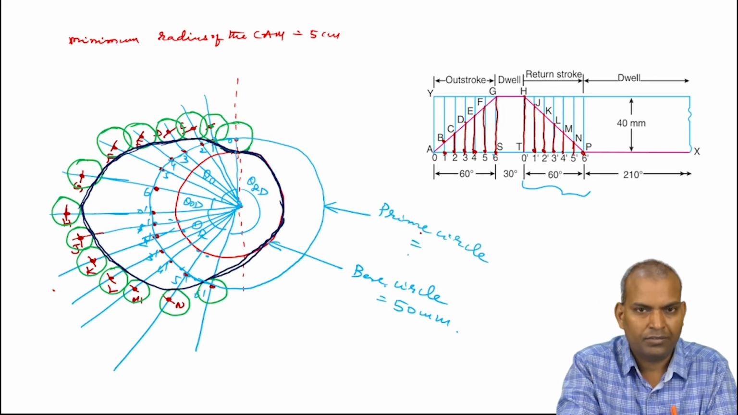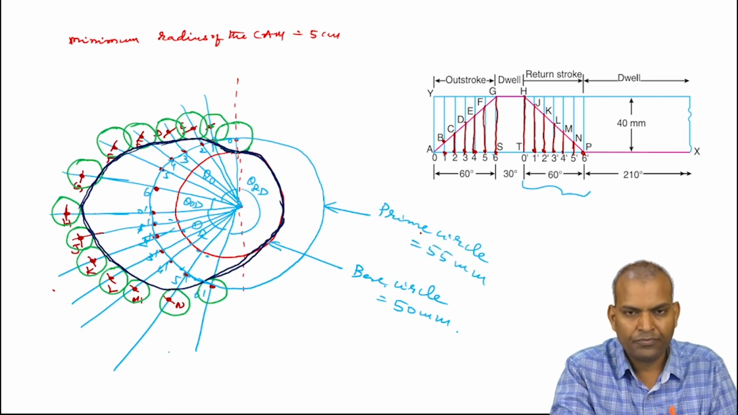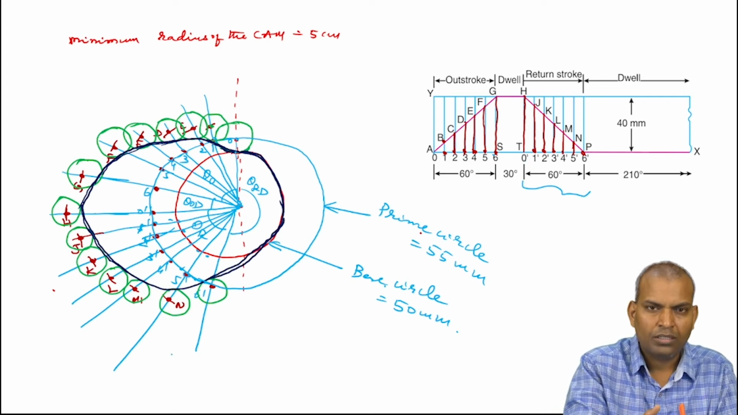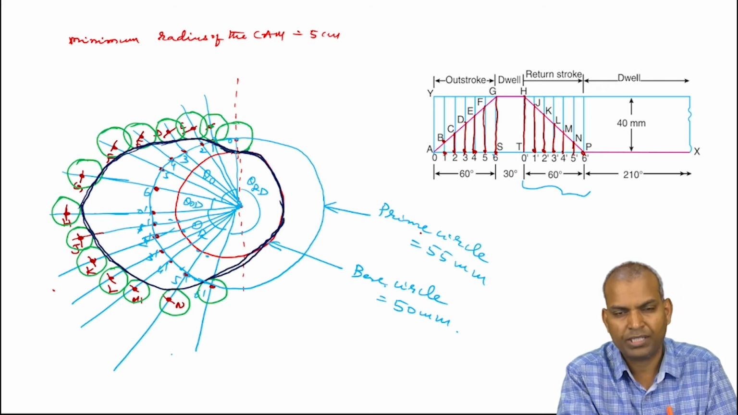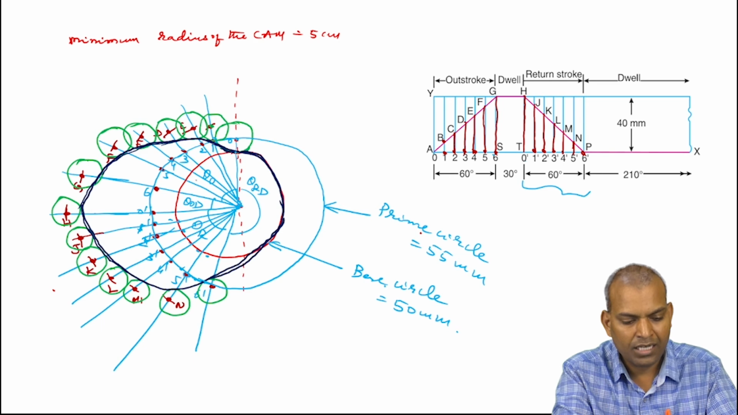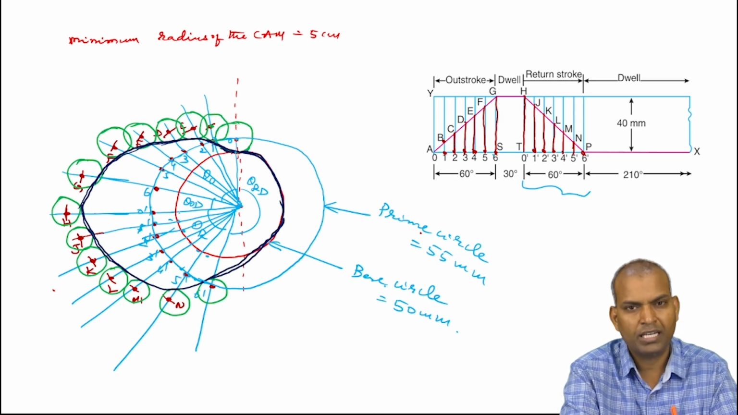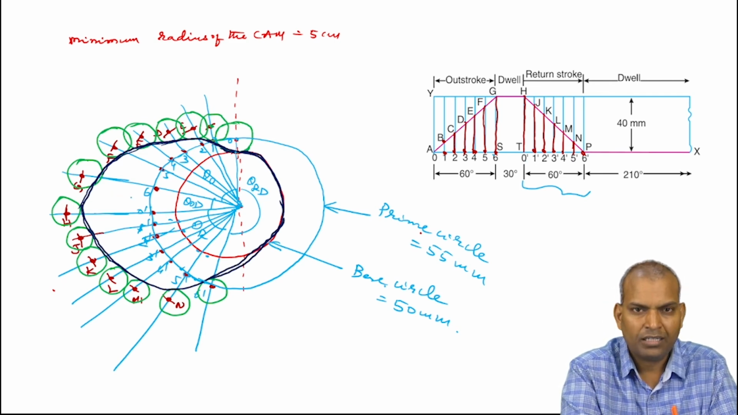The prime circle radius is 50 plus 5, 55 millimeters. After drawing the base circle, divide the base circle into outstroke, dwell, and return stroke angles of cam rotation. Here the outstroke part is 60 degrees, the dwell during outstroke is 30 degrees, and the return stroke is 60 degrees. After dividing 60 degrees, 30 degrees and 60 degrees, the remaining is the dwell of 210 degrees.